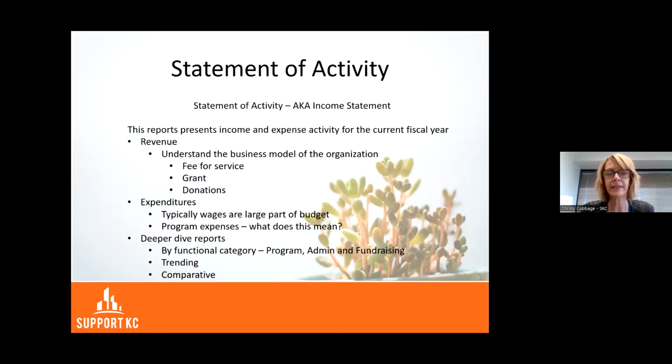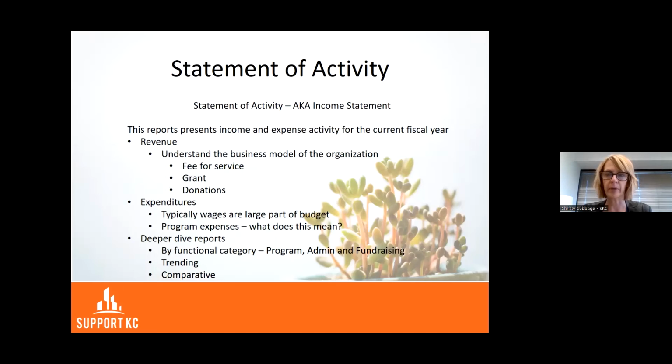Statement of activity is the income statement in the for-profit world. This report presents income and expense activity for the current fiscal year or a period in time. So you might see it for the month, you might see it for the year to date. It is only a period of time, and this can get confusing too, because some things might have happened in the prior year that are still impacting your activity for this year. But you're only looking at a certain period of time.